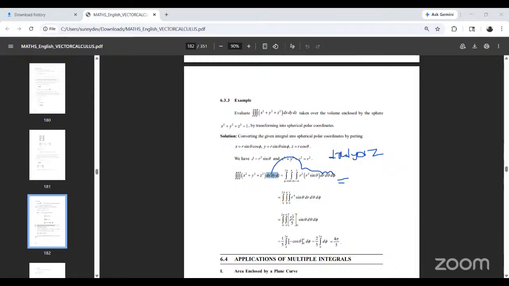So then we are getting r power of 5 by 5, from 0 to 1, sine theta d theta d phi. So when you are doing the integration with sine theta, the integration is minus cos theta, and you should apply the theta limit 0 to pi. So at the end we have to write d phi. So that we are getting what is that? 4 by 5. So this is that.